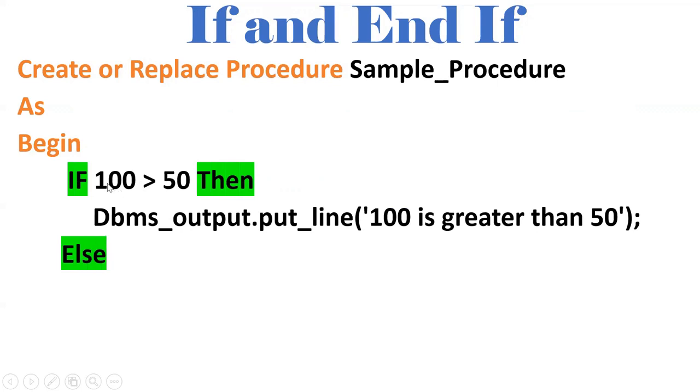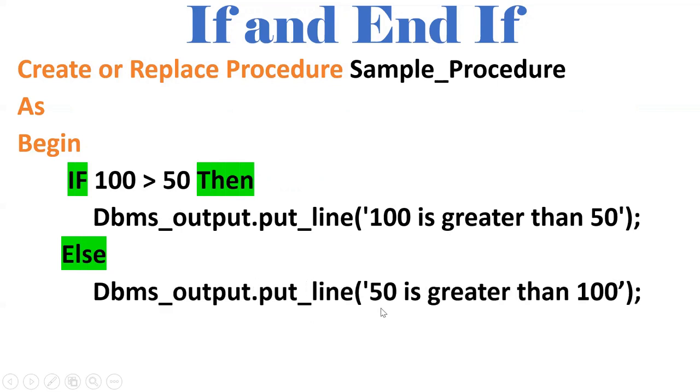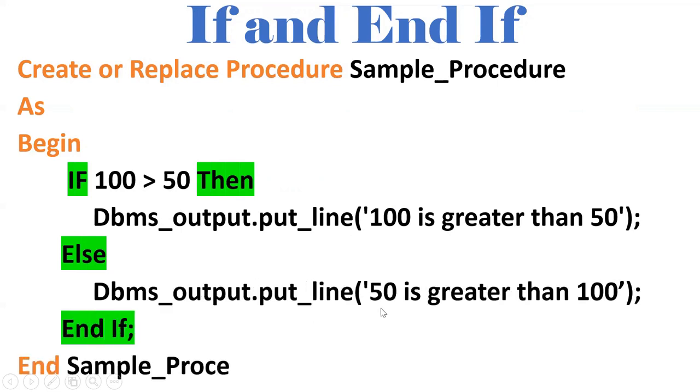Suppose 100 is greater than 50, then I want this printed: 100 is greater than 50. Suppose it is false, it will go to the else block: 50 is greater than 100. We know that the first condition is true, so the output will be 100 is greater than 50. Now, how can we execute this procedure?